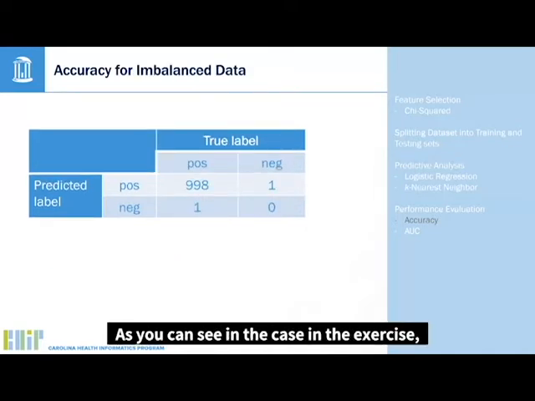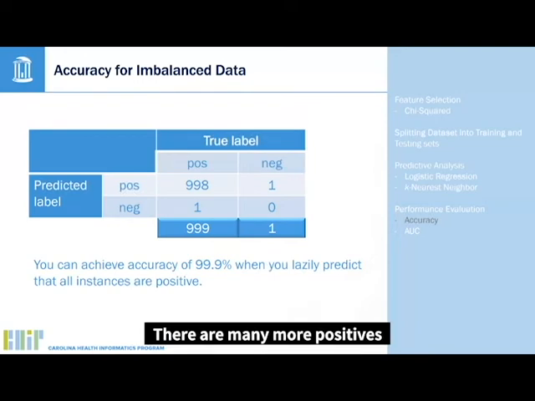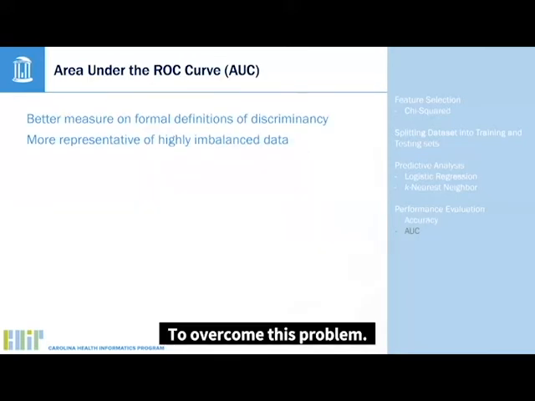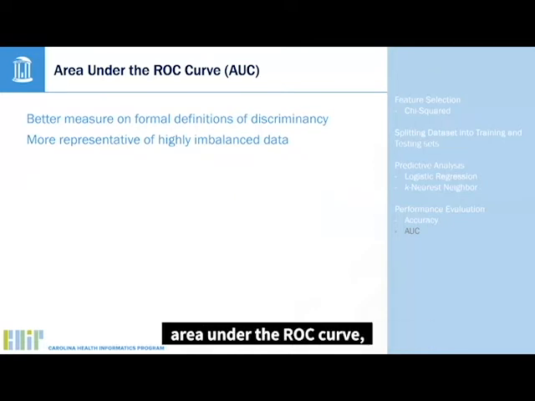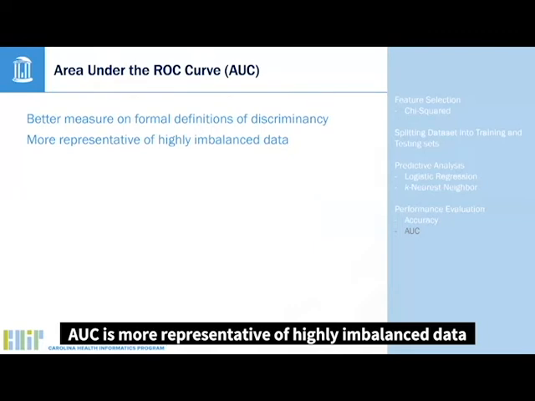As you can see in the case in the exercise, accuracy is not a good performance metric when it comes to imbalanced data. There are many more positives than negatives in the data, so you will achieve high accuracy even when you indiscriminately predict any instance as positive. To overcome this problem, we can employ another evaluation metric, area under the ROC curve, or AUC. AUC is more representative of highly imbalanced data when it comes to predicting on previously unseen data.